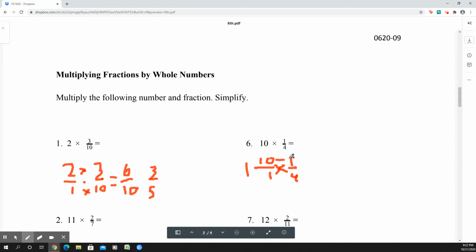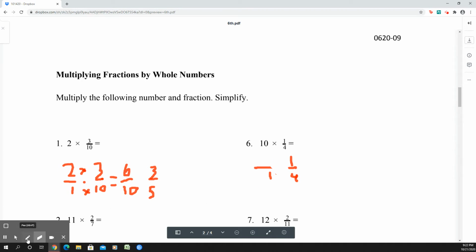Like if this 1 was a 2, and you turn this into a 5 and that into a 1, you get a completely different number than what your answer is. So you don't want to do that. If you're going to simplify, only simplify down and only simplify across.